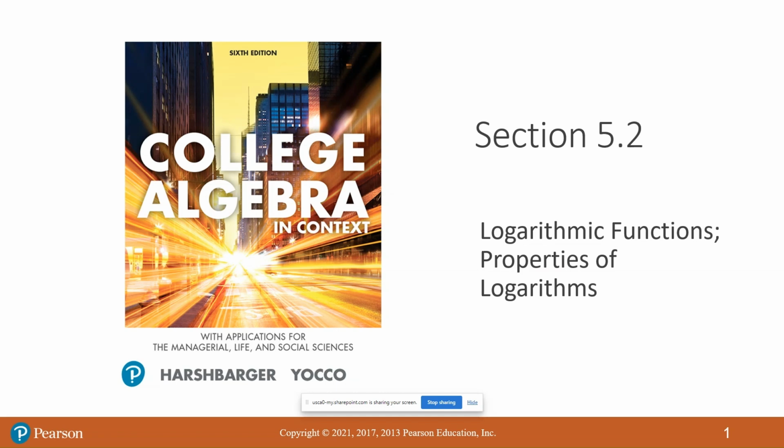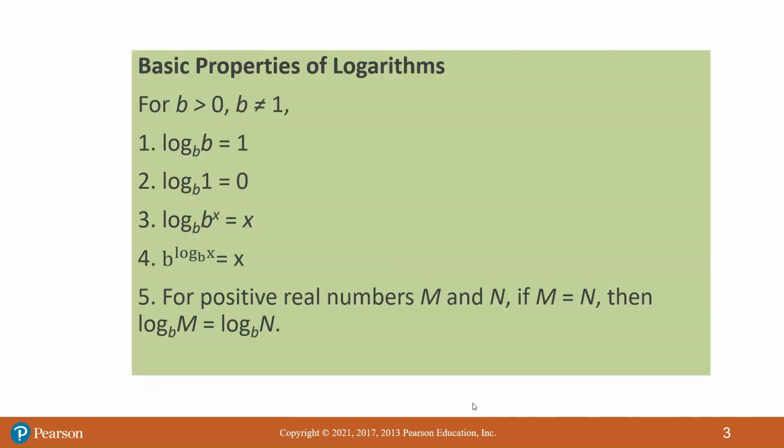Hello class, today we are going to go over section 5.2, logarithmic functions and properties of logarithms. Now, our objectives are to apply logarithmic properties. So we need to look at the basic properties of logarithms for b greater than 0 and b not equal to 1. Property number 1 says the log base b of b equals 1.